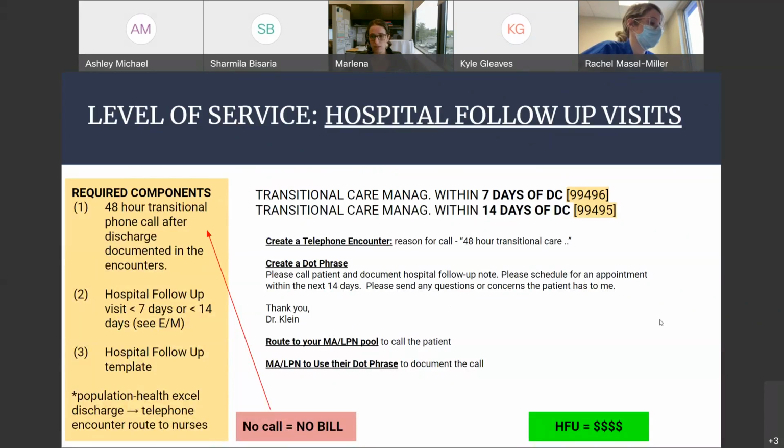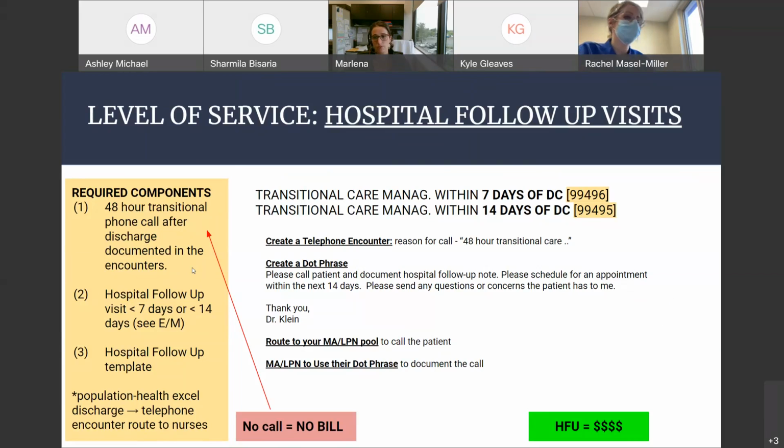Okay, so the next thing to talk about is the hospital follow-up visit. This is really good for reimbursement purposes, but there are strict things that you need to complete to be able to bill for it. Over on the left here, one of the most important things is that after a patient of yours gets discharged, you want to ensure that there's a 48-hour transition phone call after the discharge, and it has to be documented.